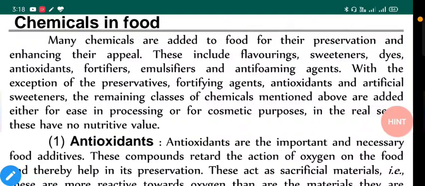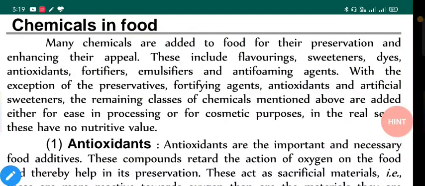So first, chemicals in food. Many chemicals are added to food for their preservation and for enhancing their appeal. This includes flavoring, sweeteners, dyes, antioxidants, fortifiers, emulsifiers, and anti-foaming agents. With the exception of the preservatives, fortifying agents, antioxidants, and artificial sweeteners, the remaining classes of chemicals mentioned above are added either for ease in processing or for cosmetic purposes. In the real sense, these have no nutritive value.